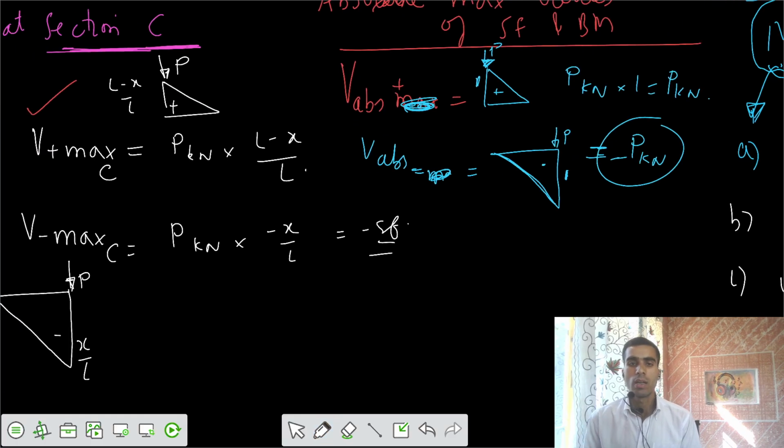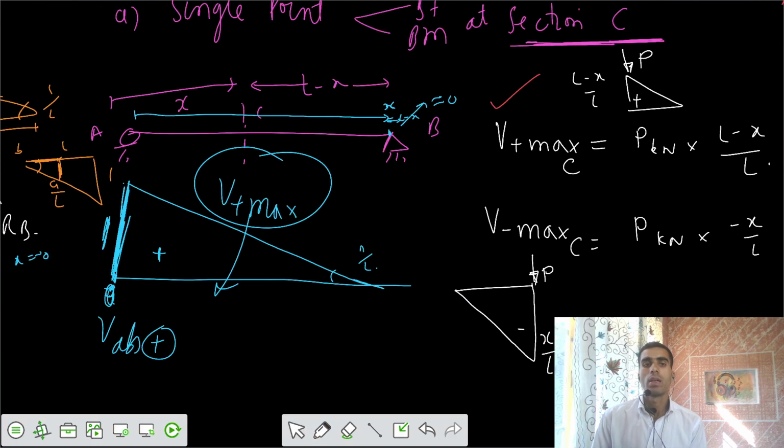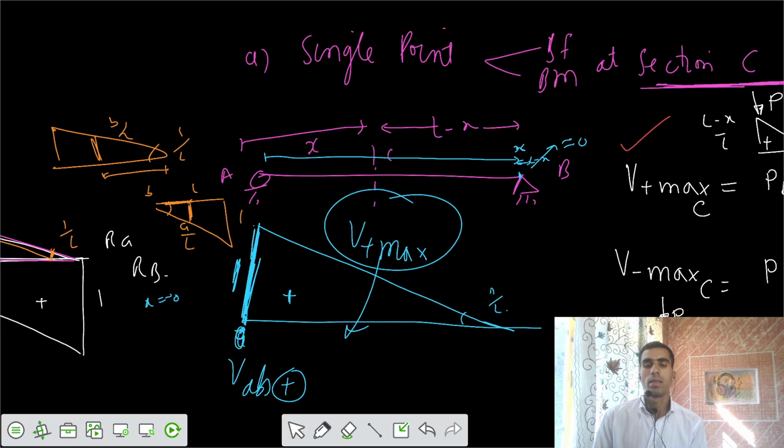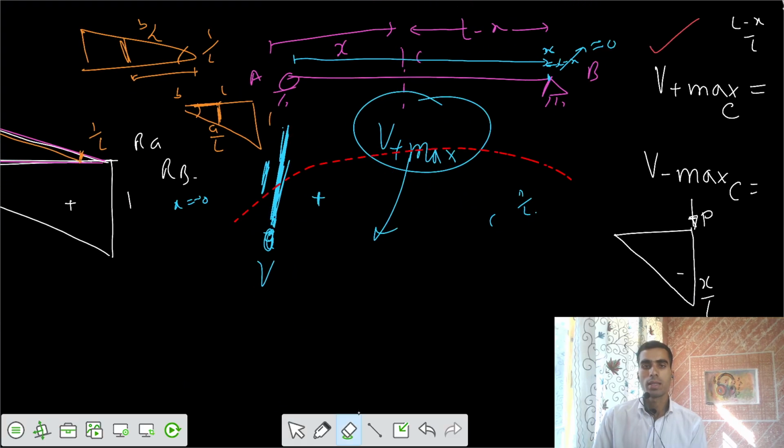Do you got it? Now the second one is the absolute bending moment at C. Let's take the bending moment at C now.